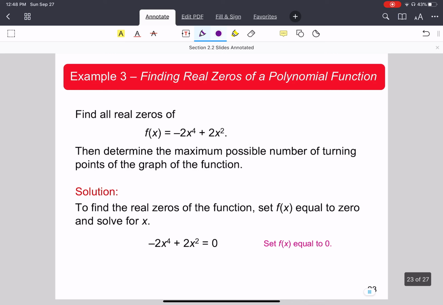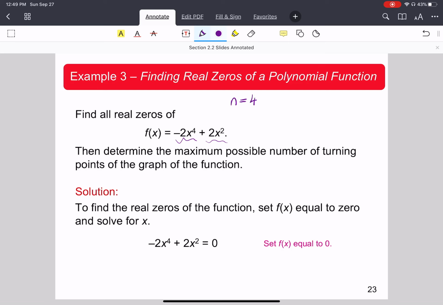All right, so we take a look at this example. Find all the zeros of f of x equals negative 2x to the fourth plus 2x squared. Then determine the maximum possible number of turning points in the graph of the function. So let's do that first. What's the degree of this polynomial? When we say degree, we mean n, and n is always the highest exponent of an x term. The x terms we have are negative 2x to the fourth and 2x squared. The highest one is 4. So the degree is 4.